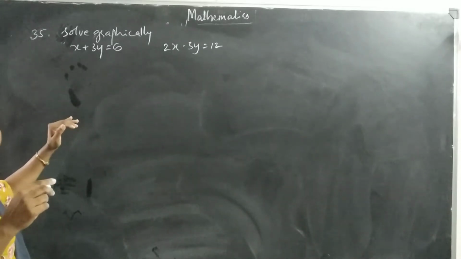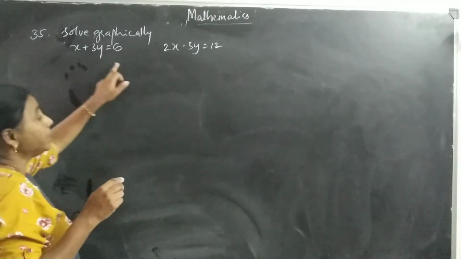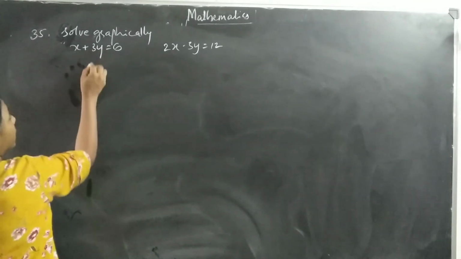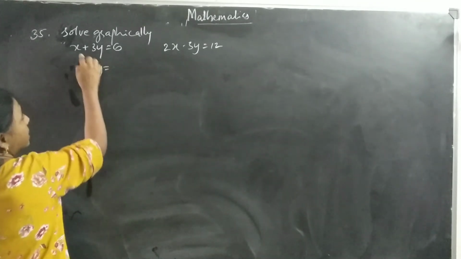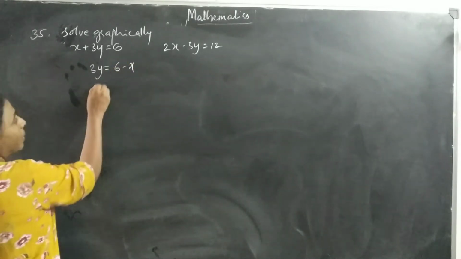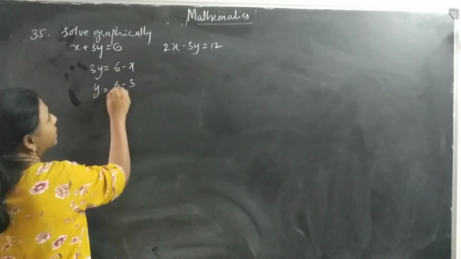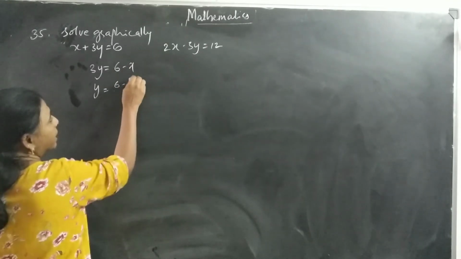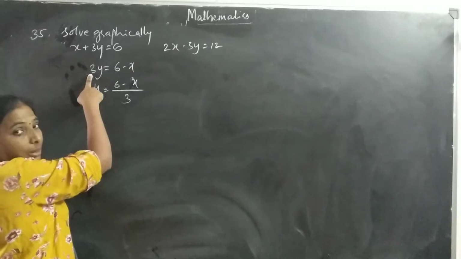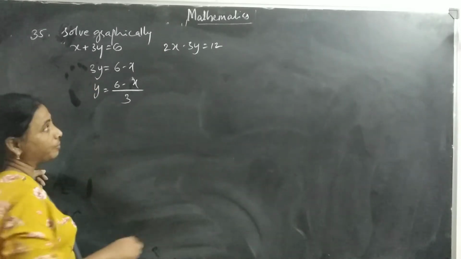Whenever it is a graph, we need to make it as y is equal to. So what I will do, 3y I will keep as it is. Bring this x to the other side, it becomes minus x. y is equal to 6 minus x, divided by 3. This 3, which is in the place of multiplication, comes as a division.